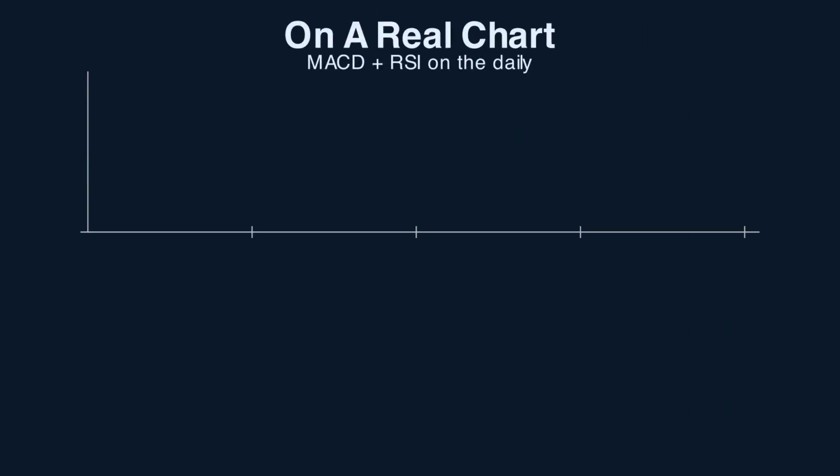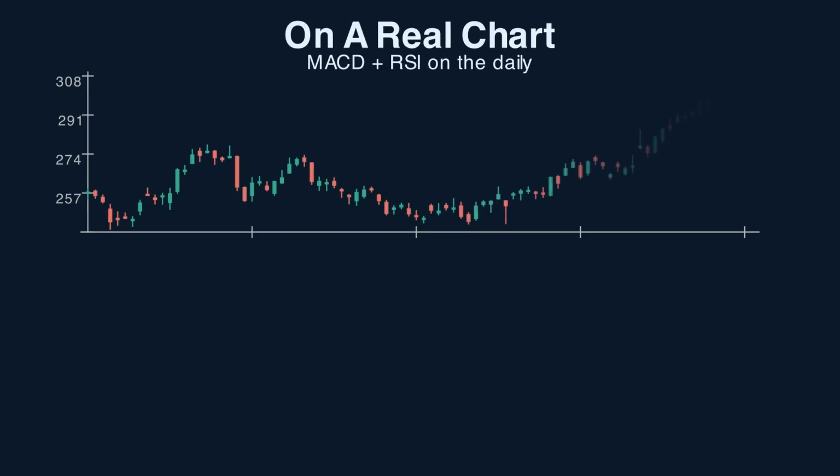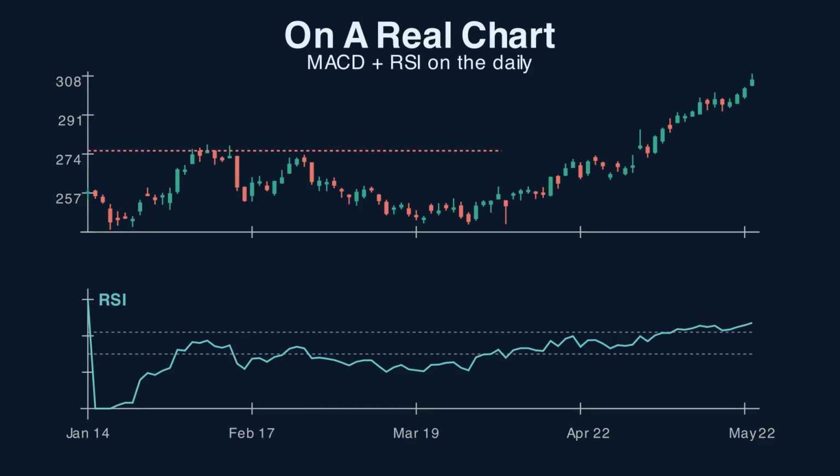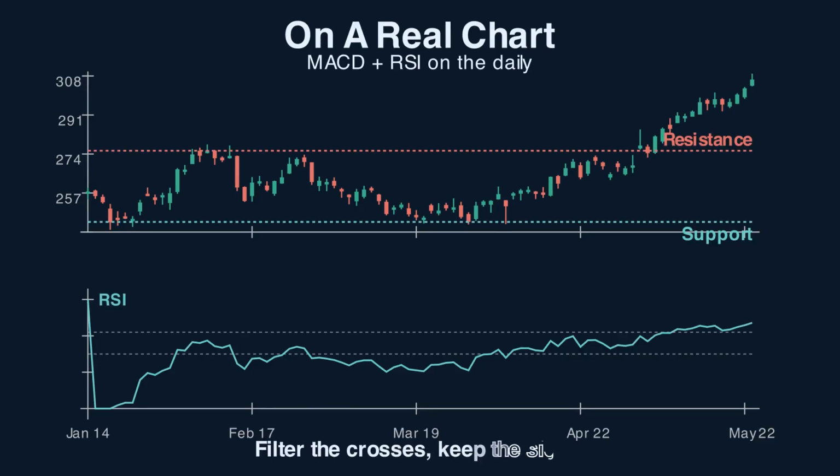On a real chart, the rule is the same. Scroll back any liquid stock and you'll find dozens of MACD crosses, many fired against the trend. Apply the RSI 50 filter and you cut the signals by 60 to 70%, but the ones that remain track the meaningful turns. Stop trading MACD as a standalone trigger. Start trading it as a Confluence component, and the same indicator that frustrated you starts working.